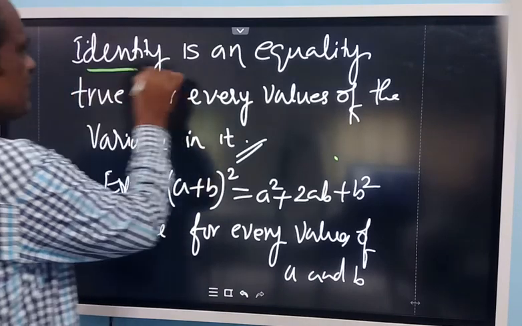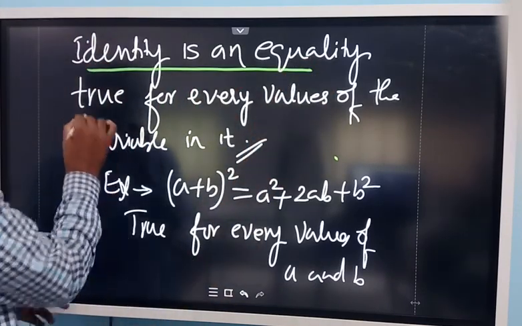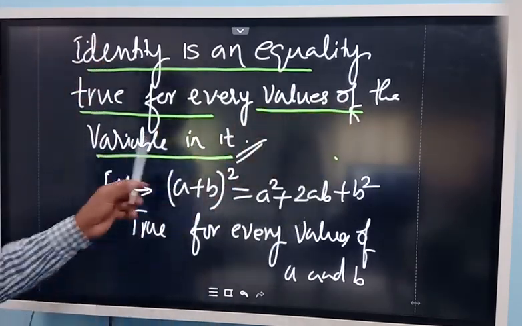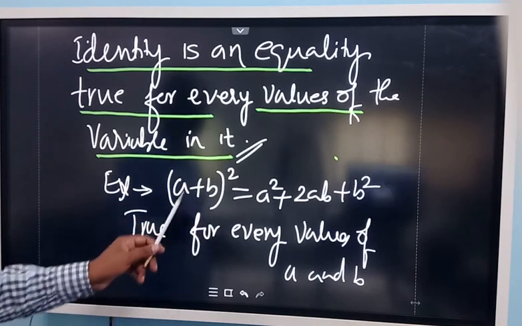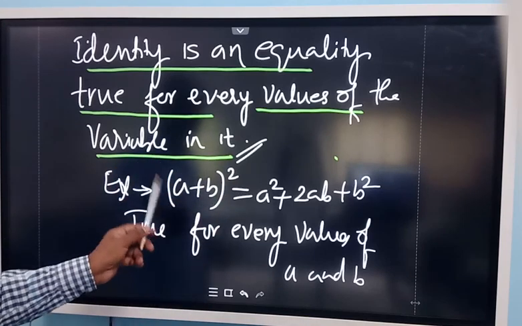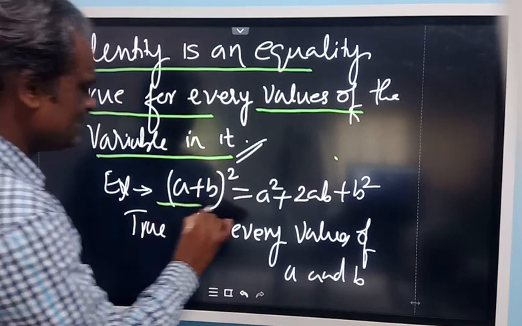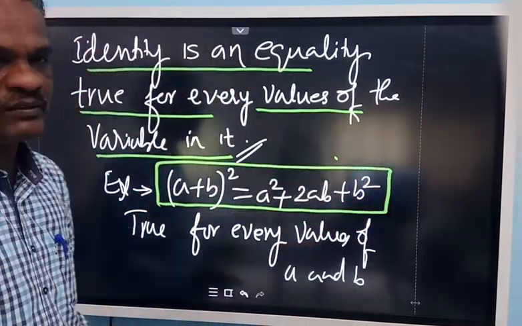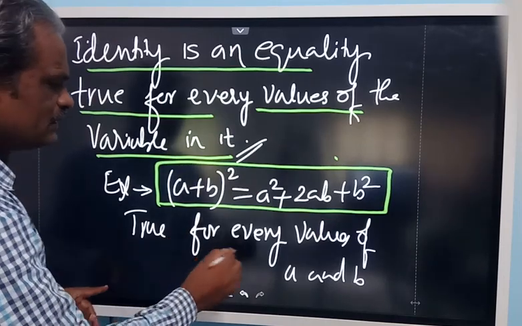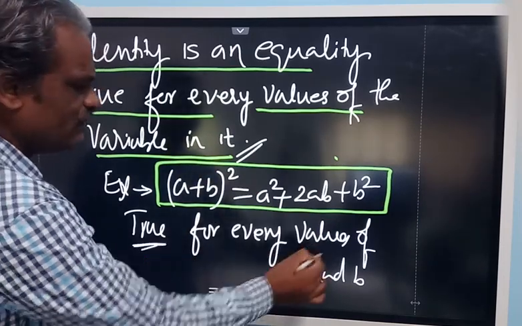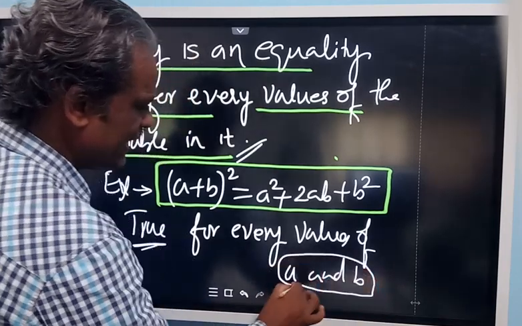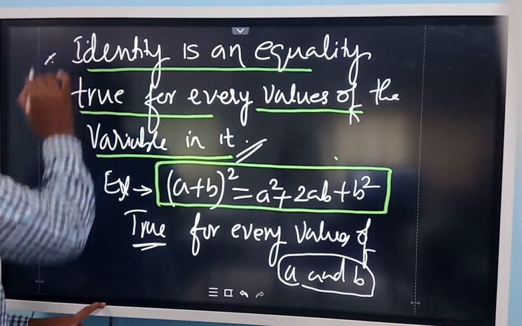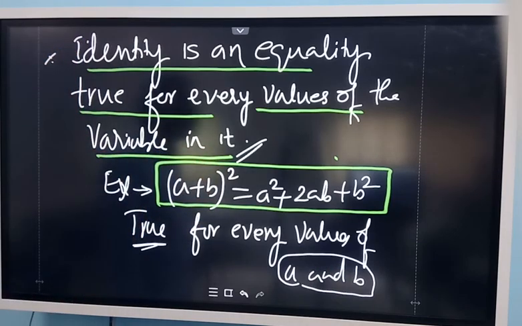An identity is an equality. That means it's an equation, and true for every value of the variables in it. Whatever variables are present in it, you substitute any values for those variables, it is always true. For example, here is an identity: (a + b) whole square is equal to a square plus 2ab plus b square. It's an identity because it is true for every value of a and b. Whatever values of a and b you substitute, it is true. So that's why such an equality is called an identity.